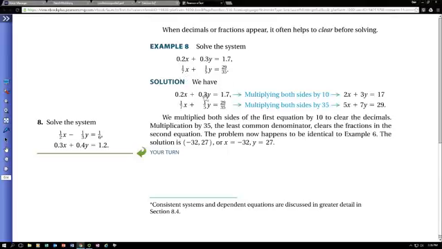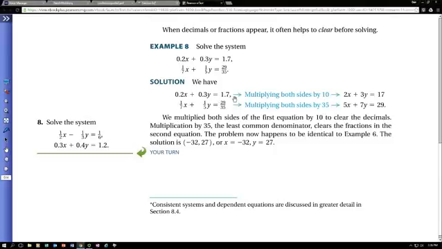So that's what they're doing here. It says, why don't we clear these decimals first? And really this is 2/10 x, 3/10 y, and 17/10 if I wanted to think about them as fractions. Well, what would you multiply to get rid of tenths? You take 10 times both sides. And that's what they do here. They multiply both sides by 10.